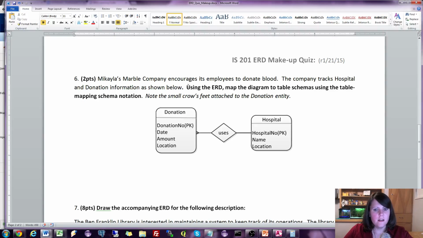So I believe you saw the other half of this problem. Michaela's Marble Company encourages its employees to donate blood. The company tracks hospital and donation information as shown below. Using the ERD, map the diagram to table schemas using the table mapping schema notation. And then there are these small crow's feet attached to the donation entity.